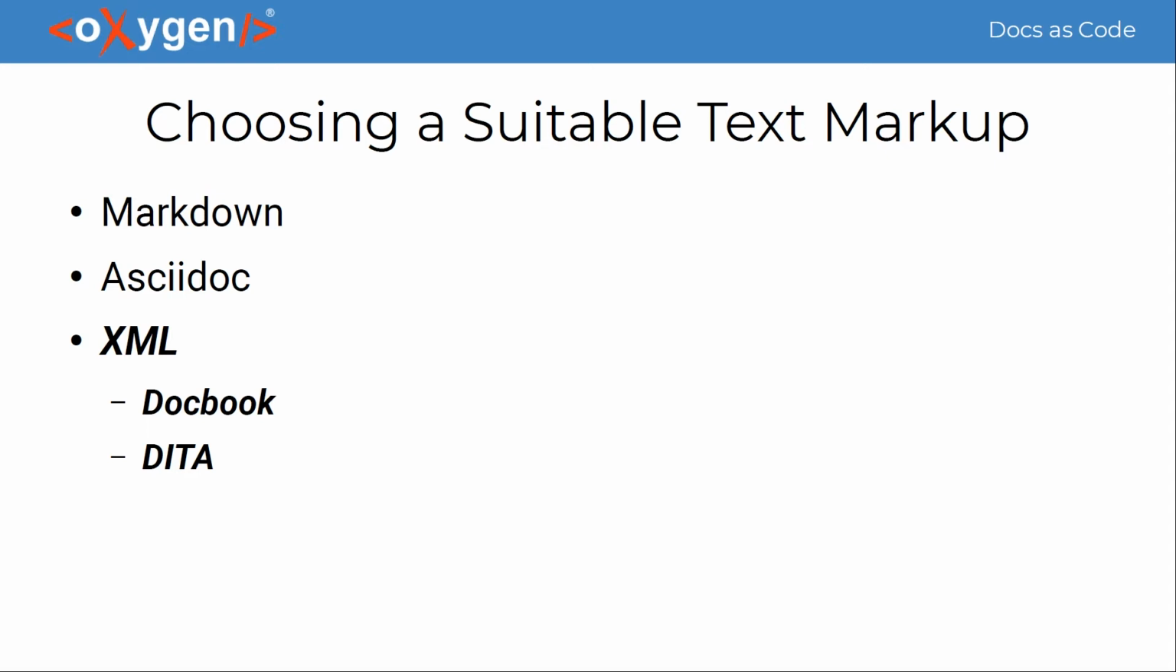But still it's text, so it's a great candidate for Docs as Code. And from the XML vocabularies, we could choose DocBook, or we could choose DITA, which are quite widespread and used extensively in the technical communication area. But you're not forced to use only these. Any XML that you have, it's a great fit for Docs as Code.